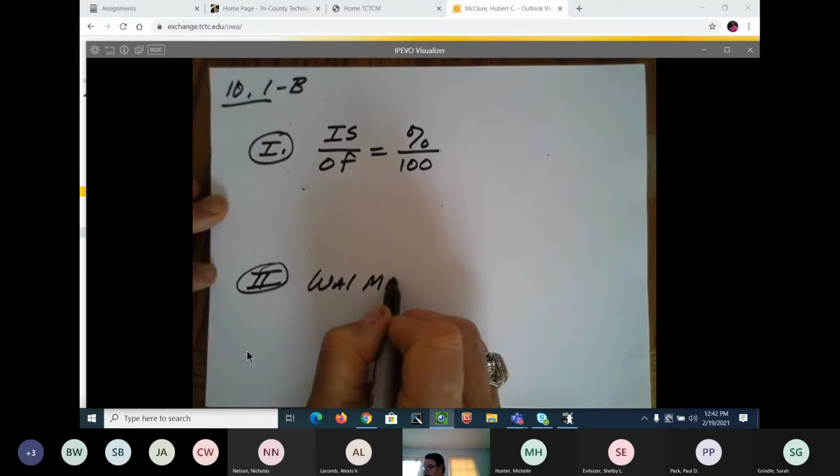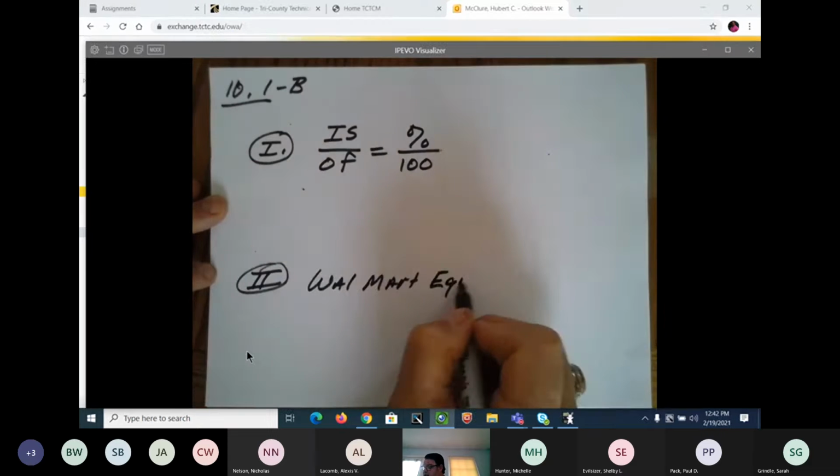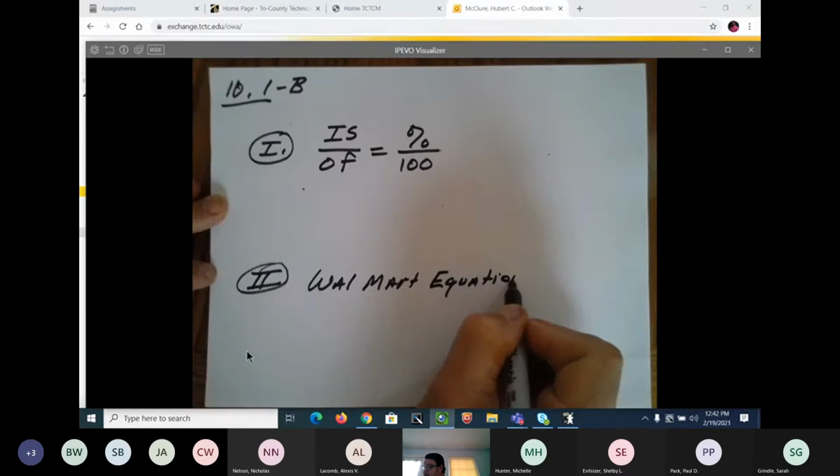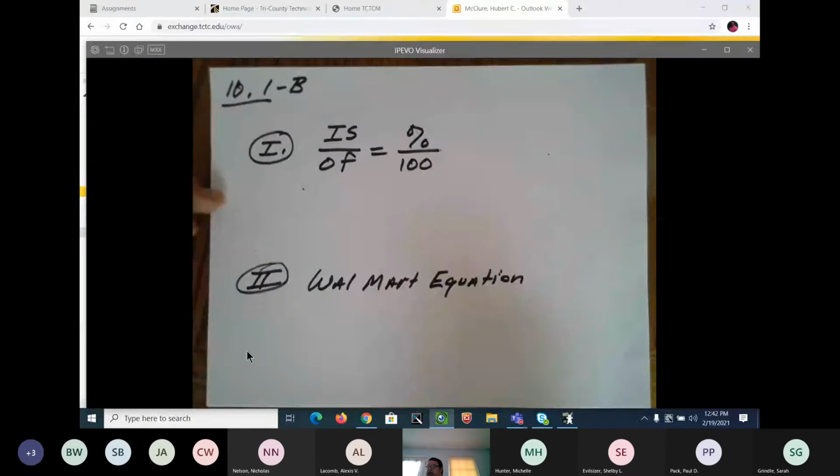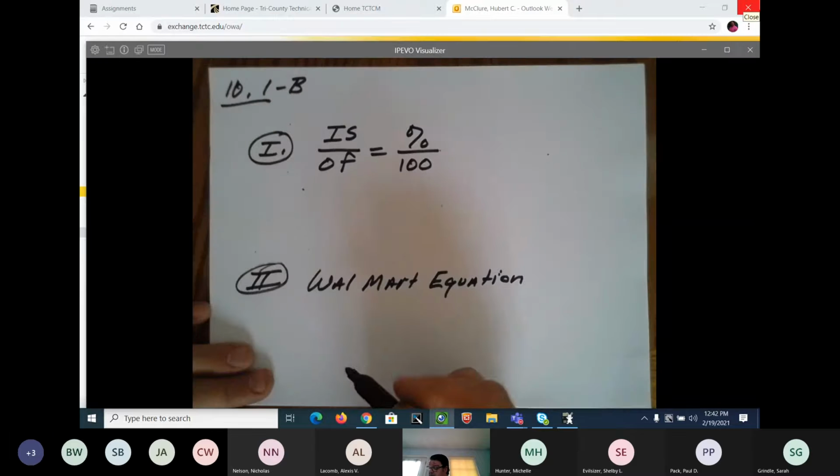The Walmart equation is something I came up with a long time ago. So please don't tell Walmart, because they'll come to me and want money because I'm using their name. You can call it the Target or the grocery store equation, because everybody in here has used it before. You just don't know it.